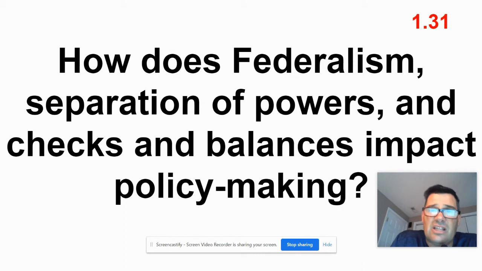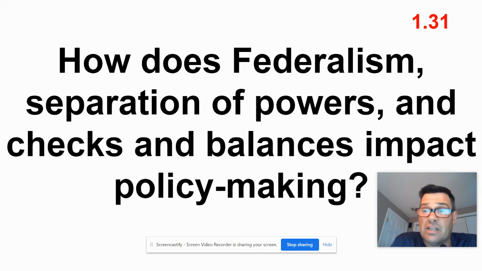This card has the longest question of anything that ever goes on the front of one of these cards, and I take this right from AP. It just wasn't a great way to actually make it shorter, so I apologize. But how does federalism, separation of powers, and checks and balances impact policymaking? It's a direct question from AP, and I couldn't come up with a good way to abbreviate it. So it is what it is. But it is a really important question.